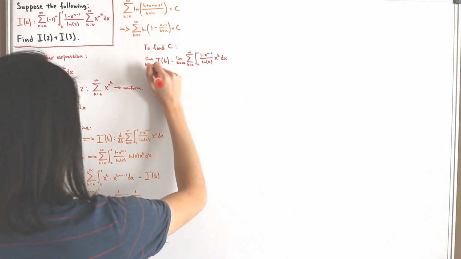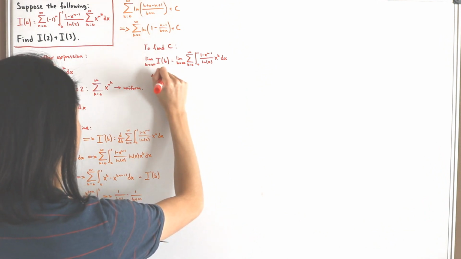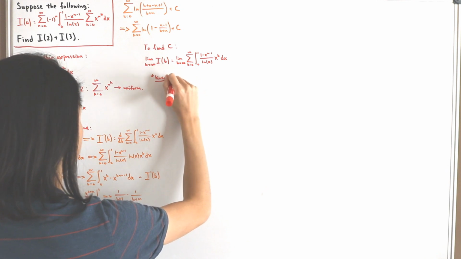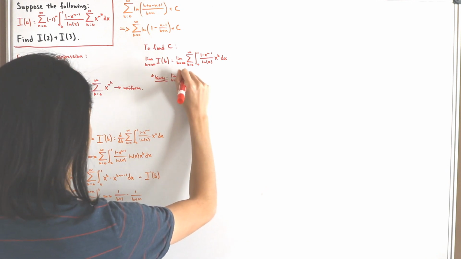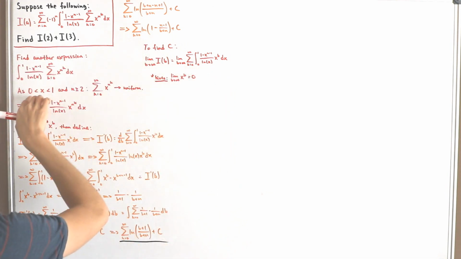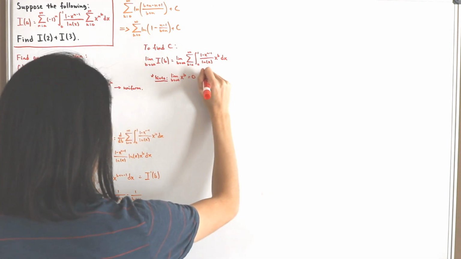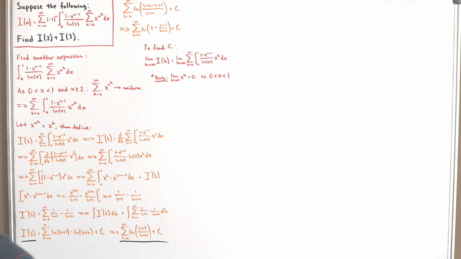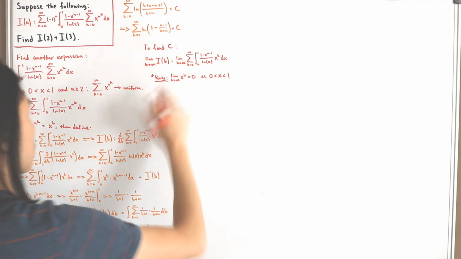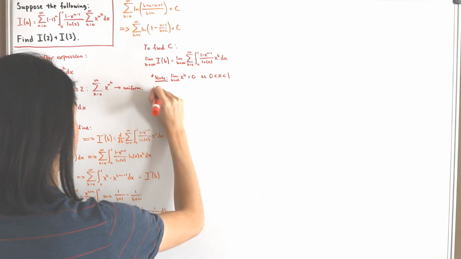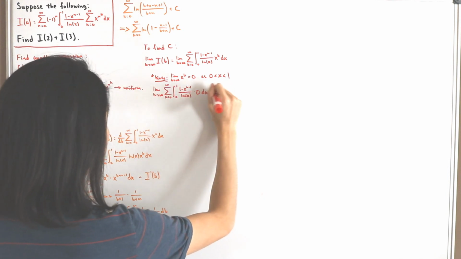But you can clearly see that, so I'll just note that the limit as b approaches infinity of x to the power b is actually equal to 0, since we're looking at our interval between 0 and 1, so 0 is less than x, which is less than 1. So simply, I'll just put back the 0 over here. That means this is just equal to 0.